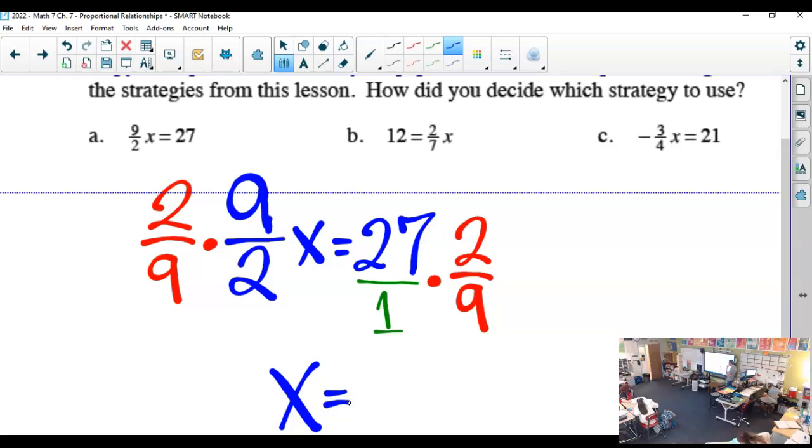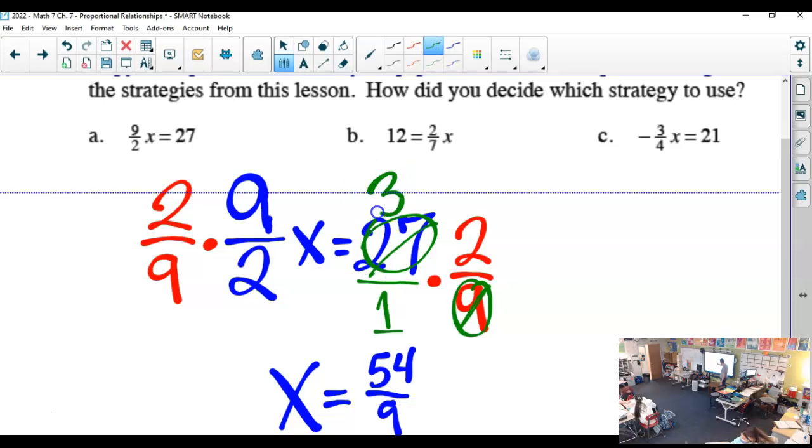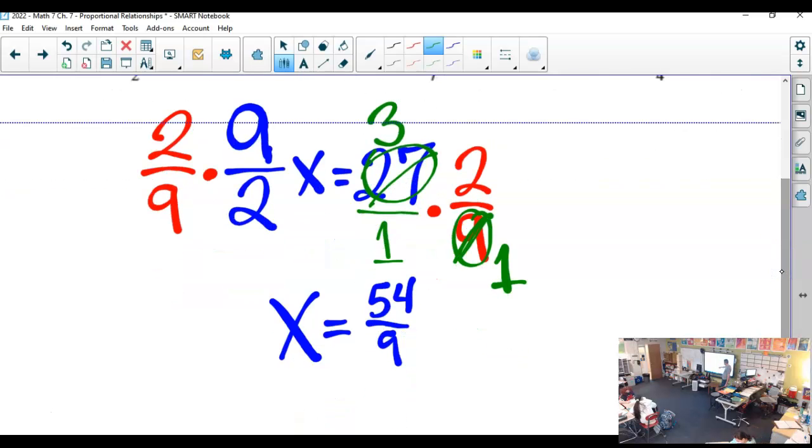27 times 2 is 54 over 9. Or, guys, we can cross-reduce here. You don't have to, but we could recognize that 27 and 9 can both divide by 9. And this gets us 3. This gets us 1. Or, if we solve 54 over 9, either way, we get the answer 6. So in A, x would equal 6. We can plug it back in and check it if we want to.